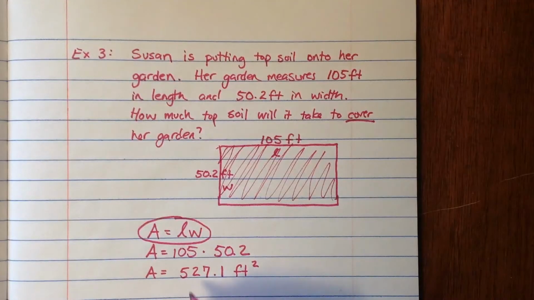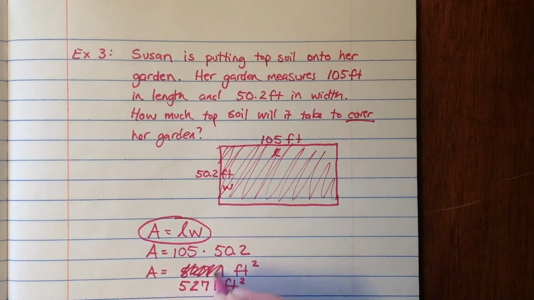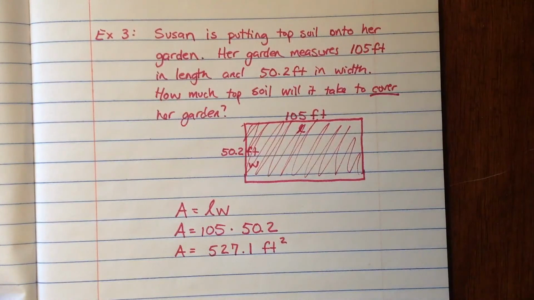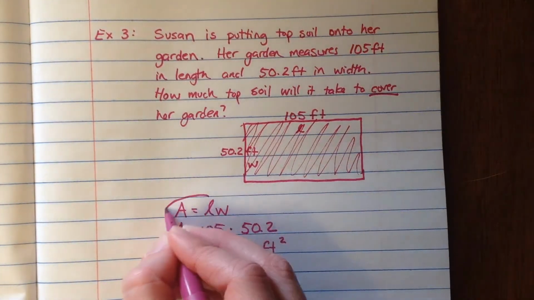squared. Side note, forgive me, I don't know why I put this decimal here. It should be 5,271 feet squared. My apologies. And so that is how you find area using this formula.